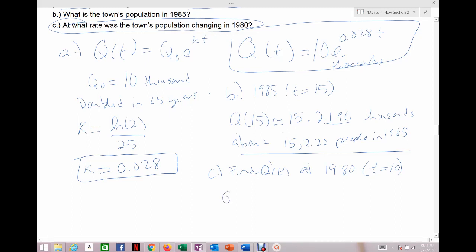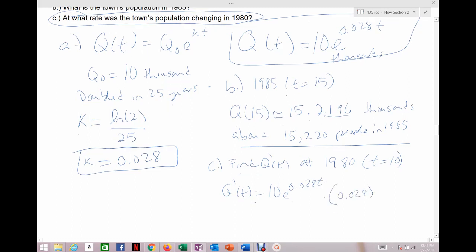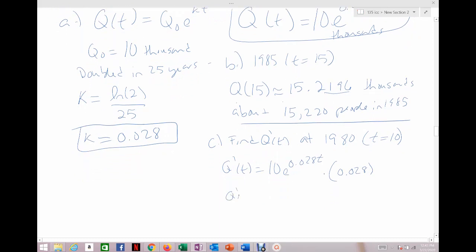The derivative, remember for exponentials, is pretty straightforward. First thing you write down is the original function, 10e to the 0.028 times time, but then you're not done. Remember, we always multiply these by k. That's the derivative of these. I'll probably simplify that, so I'll multiply, which moves my decimal place over. So 0.28 e to the 0.028 times time, and then plug in my 10.